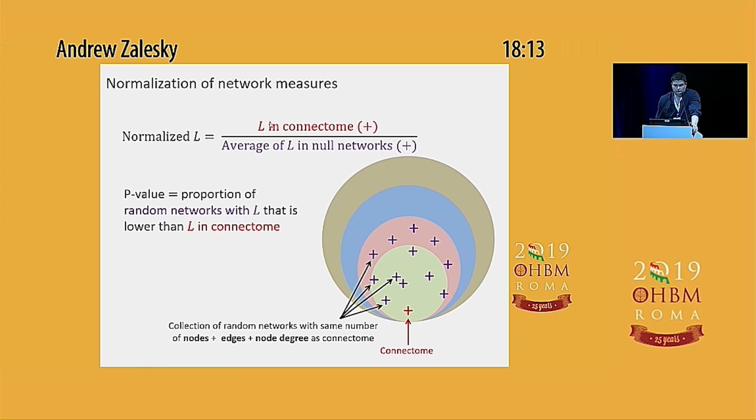And so this could be done just by taking a ratio. And so if this ratio is very large, it would suggest that the path length in our real network is much longer than what we would expect as a matter of chance. In contrast, if it's small, the interpretation would be the opposite. We can also use this to compute a p-value. So if we take the proportion of random networks for which the path length is shorter than our actual connectome, this can allow us to do hypothesis testing relative to that particular null.